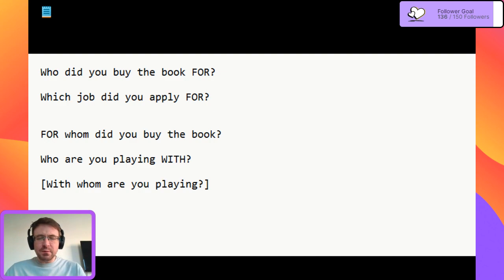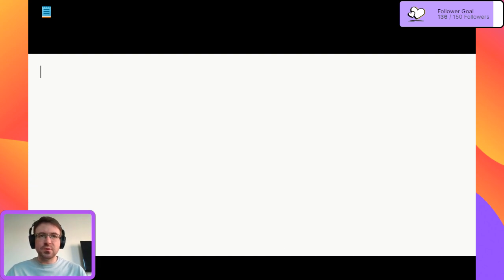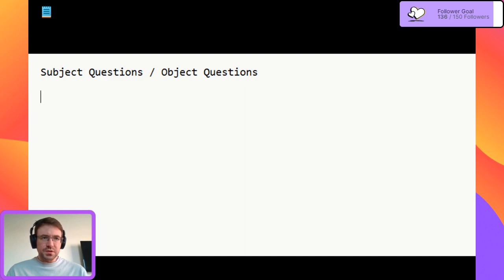A couple more things I would like to add about questions before we move to our next topic. And we're going to have a look now at two other types of questions that we have, which are subject questions and object questions. Now, these are very important because the way that we construct, build our sentences depends on if we have a subject question or an object question.